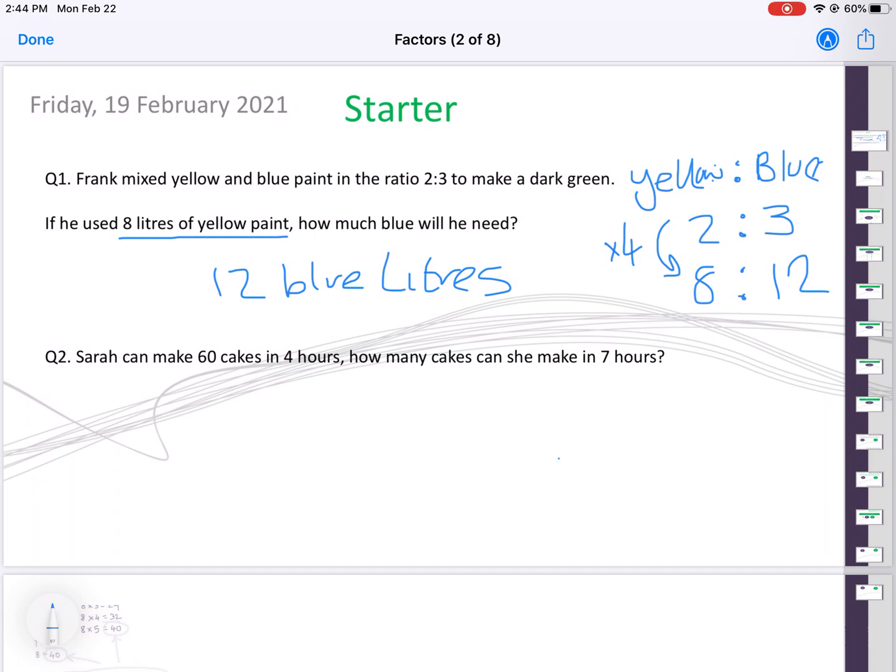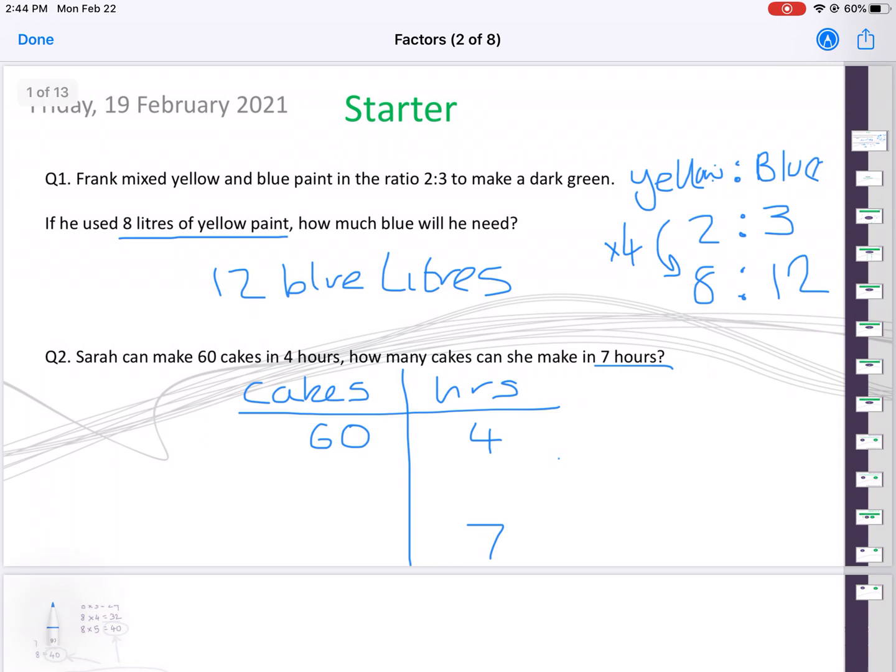Now question 2, so this is one of our yellow-purple questions with proportion. So we've got cakes, and hours will be our two quantities. 60 cakes in 4 hours. We are trying to work out how many cakes Sarah can make in 7 hours. So we're looking to get that down to 7. We generally have an intermediate step of 1, in which case we divide by the 4 to get down to 1, and then times by the 7 to get up to the 7.